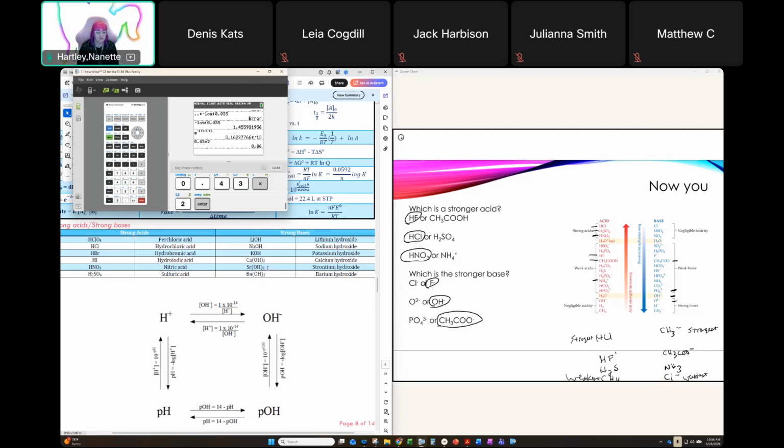Cool with that? Wait, is PO4 not the stronger base? And I did that backwards. I'm so sorry. Yes, because it's lower. So yes, it is the stronger. Sorry. So cool with that? Thank you for catching it.